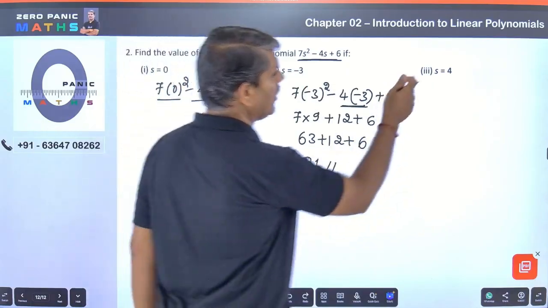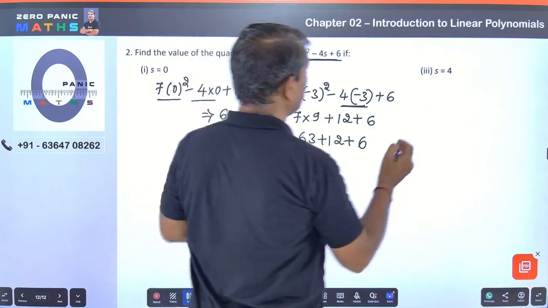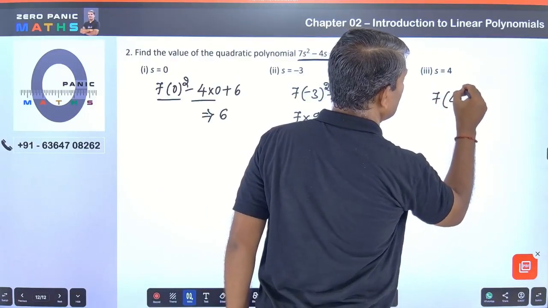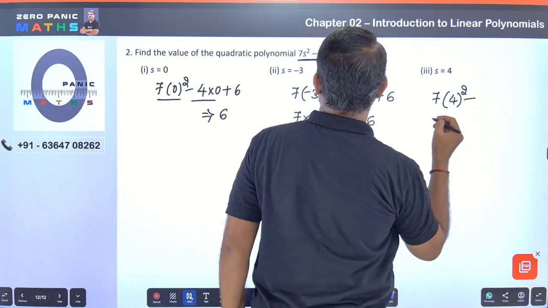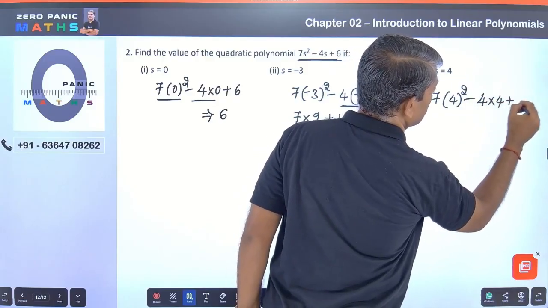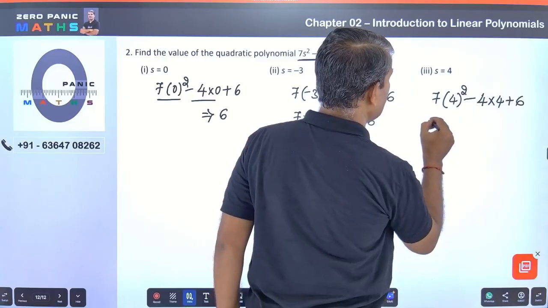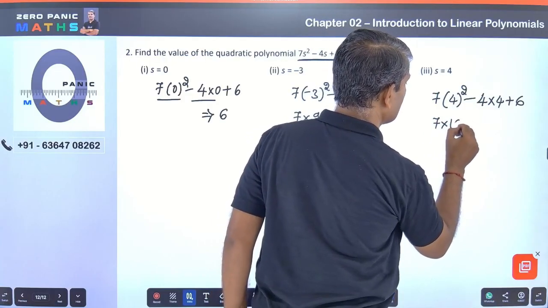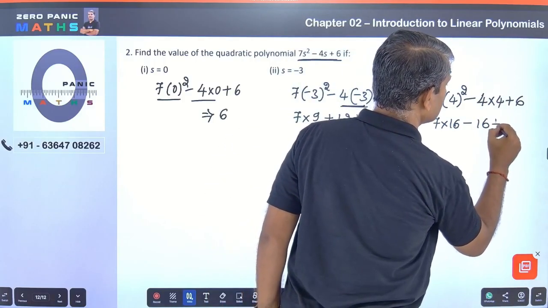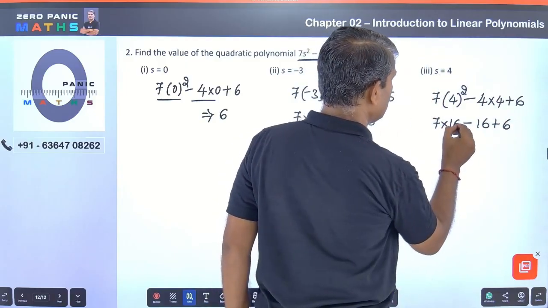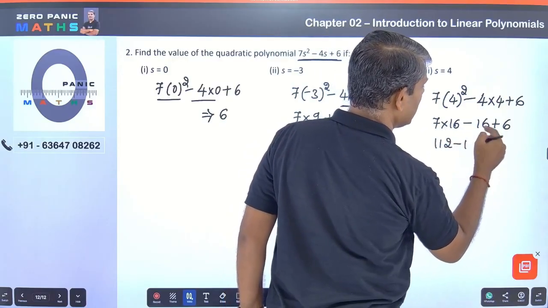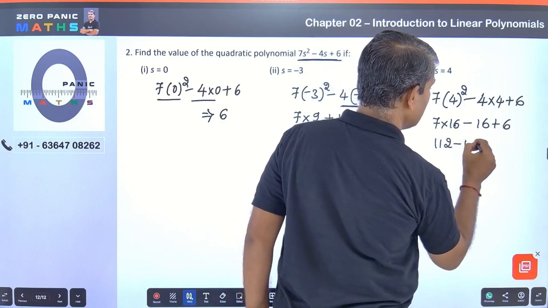You understood this? Okay, let us put in 4 quickly and see what is the value of that. 7 into s square, that is 4 square, minus 4 into 4, that is in place of s, that is 4, plus 6. Okay, 4 square is 16, so minus 16. 4 into 4 is also 16, plus 6. Now 16 sevens are 112. Minus 16 plus 6, that is minus 10.